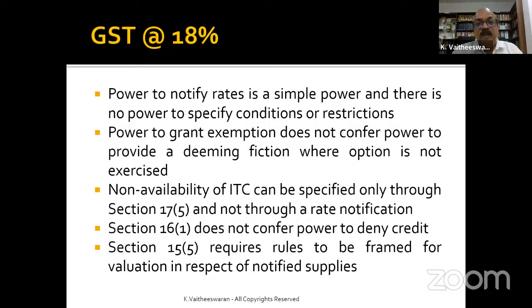It doesn't exist. Section 16(1) does not confer any power to deny credit. It only talks about eligibility to credit. 15(5) requires rules to be framed for valuation in respect of notified supplies, and that rules has not happened.